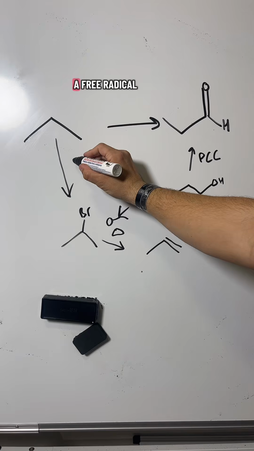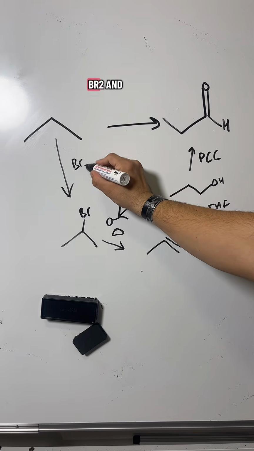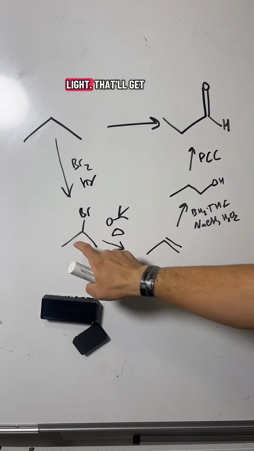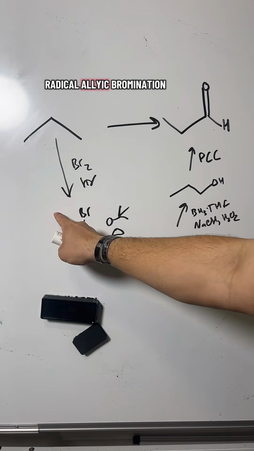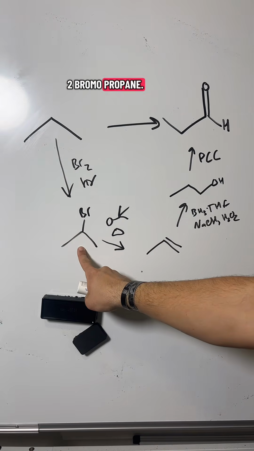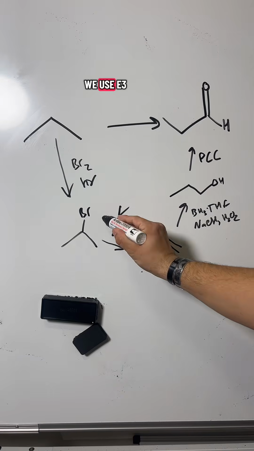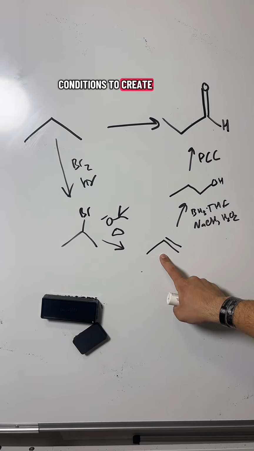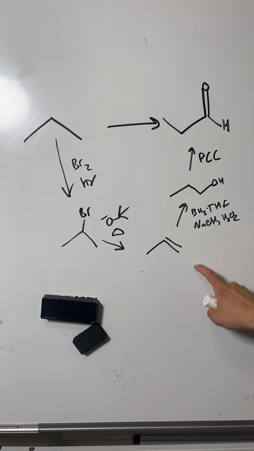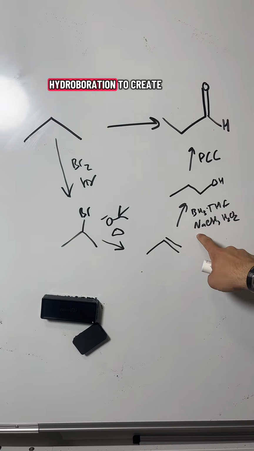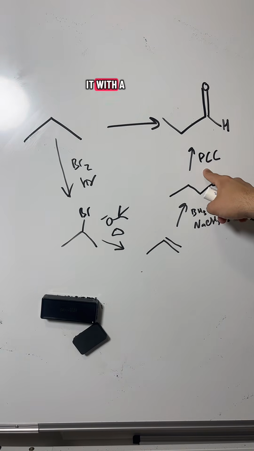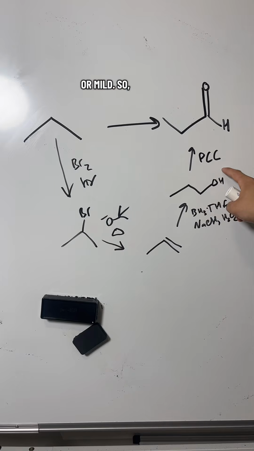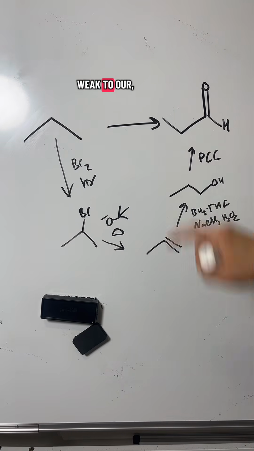We use just a free radical allylic bromination, Br2 and light. That'll get us that right there. So these are the steps we need. We do free radical allylic bromination to get our 2-bromopropane. We use E2 conditions to create our propene. Then we use hydroboration to create the anti-Markovnikov alcohol, and we oxidize it with a weak oxidizing agent, or mild, I'm sorry, not weak, to our aldehyde.